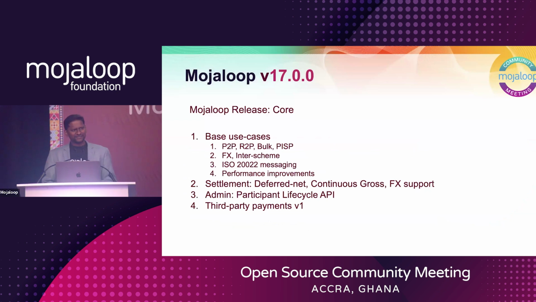So having understood what the Mojaloop platform is, this is the Mojaloop core release for version 17. This includes the base use cases for P2P, request to pay, bulk, PISP. But with this release, we now have FX support, interscheme, ISO 20022 messaging support, performance, and then of course the others as well, settlement support with the various models there, and the participant lifecycle management support and third-party payments as well.